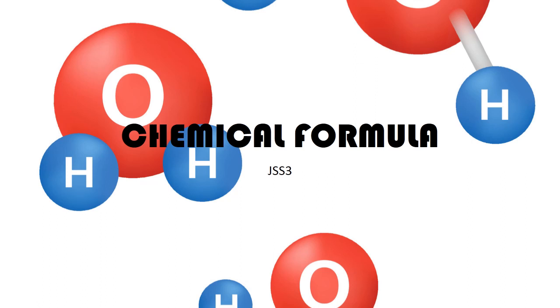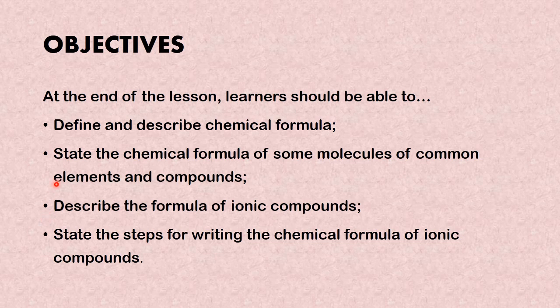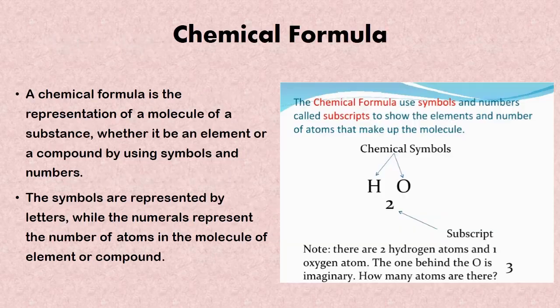Hello there, it's time for another basic science lesson, and today we'll be looking at the topic chemical formula. Now, moving along, the objectives of this lesson are to help learners to define and describe chemical formula, state the chemical formula of some molecules of common elements and compounds, describe the formula of ionic compounds, and finally state the steps for writing the chemical formula of ionic compound.